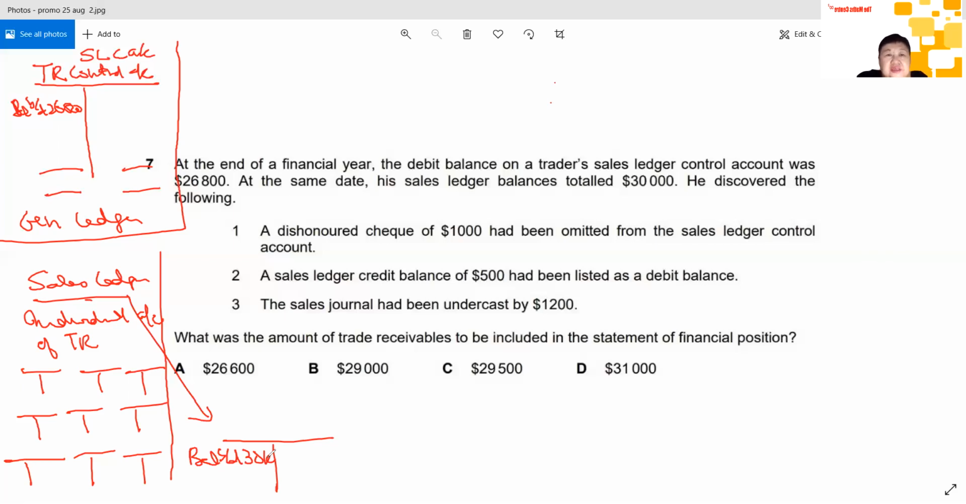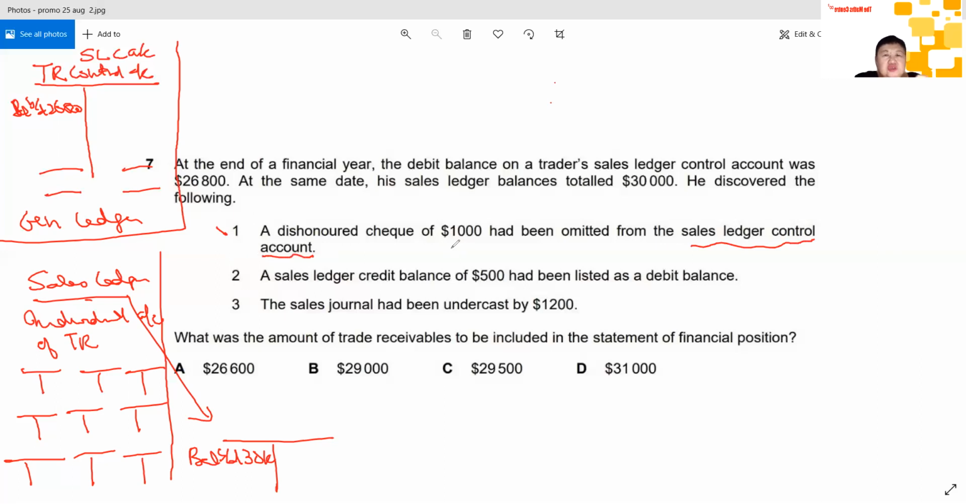But unfortunately, there is a difference. Your control account for trade receivables shows 26,800, but your sales ledger, which consists of the summary of all your individual trade receivables accounts, shows 30,000, which is too much, right? Now, they discovered the following errors. There are 3 errors here. Number 1, a dishonored check of 1,000 has been omitted from the sales ledger control account.